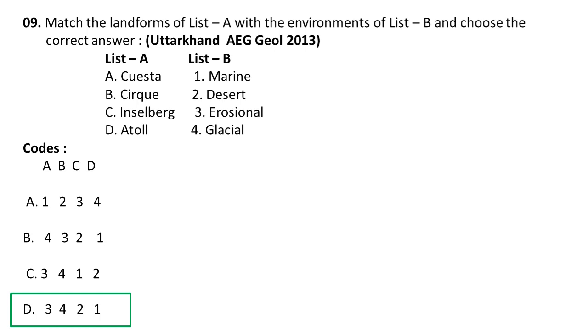So here the correct option goes as D. Cuesta is an erosional feature, and Cirque is obviously a glacial feature. Inselberg is formed in desert regions or arid regions, and Atoll is formed in marine conditions, it's a type of coral reef. So the correct option goes as D.